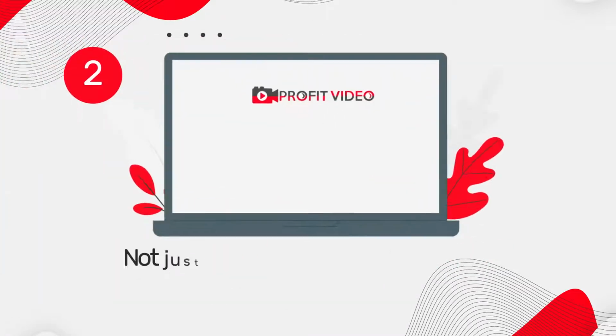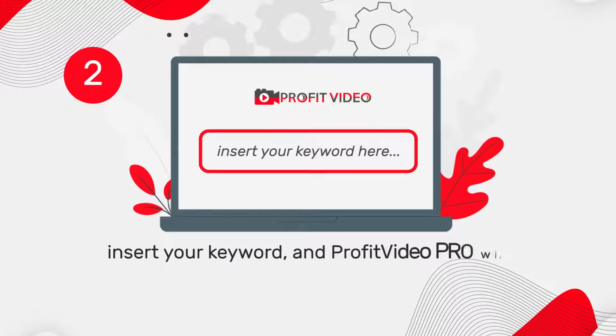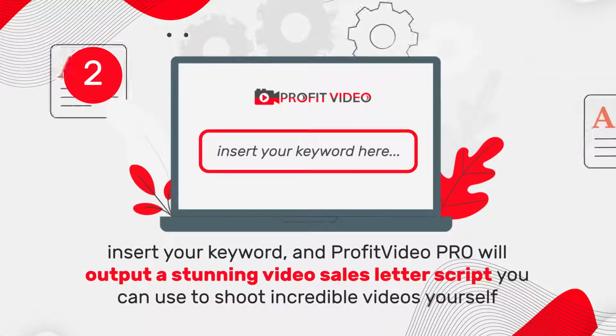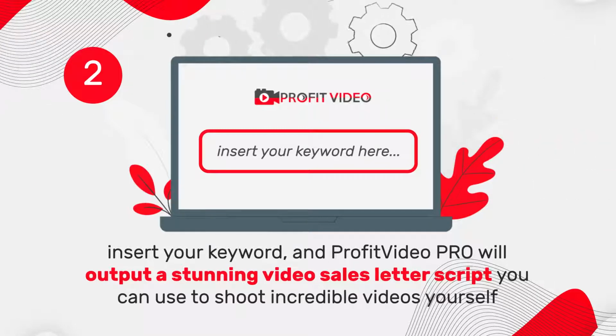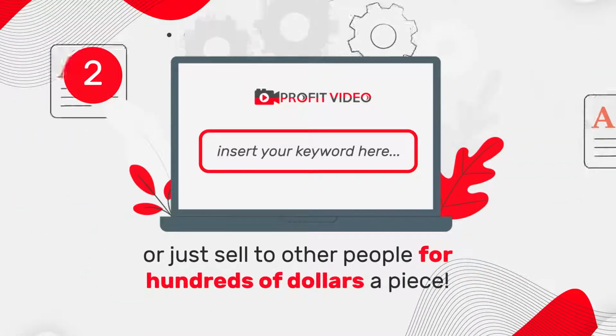Number 2. Not just that, but Profitvideo Pro has its very own VSL script creator. All you have to do is insert your keyword, and Profitvideo Pro will output a stunning video sales letter script you can use to shoot incredible videos yourself, or just sell to other people for hundreds of dollars a piece.